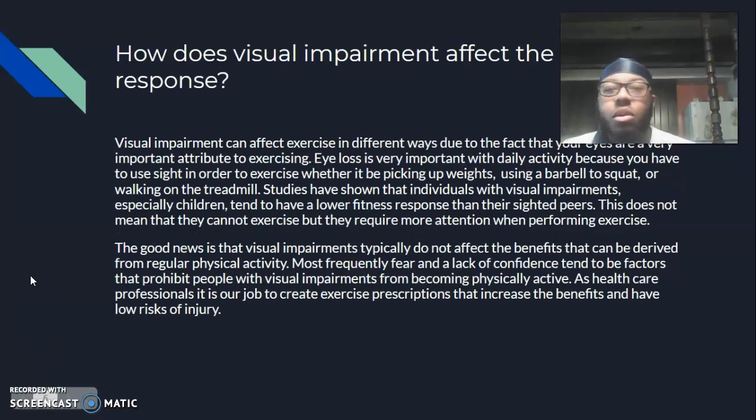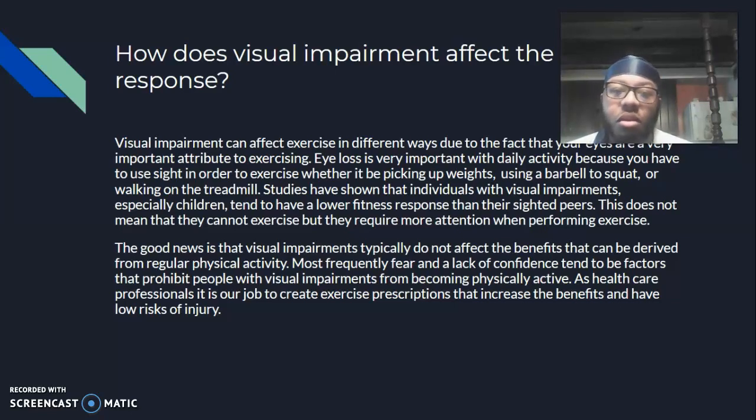And how does visual impairment affect the exercise response? Well, visual impairment can affect it in different ways due to the fact that your eyes are a very important attribute to exercise. Eye loss is very important with daily activity because you have to use your sight in order to exercise, whether it be picking up a weight, grabbing a barbell for a squat, walking on the treadmill, or getting on a stationary bike.